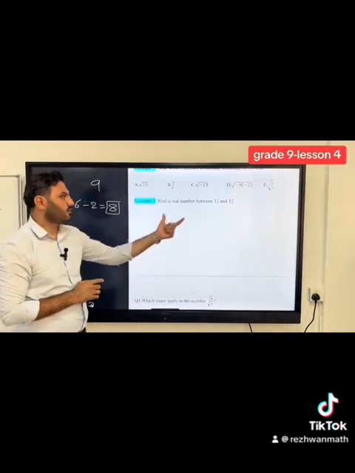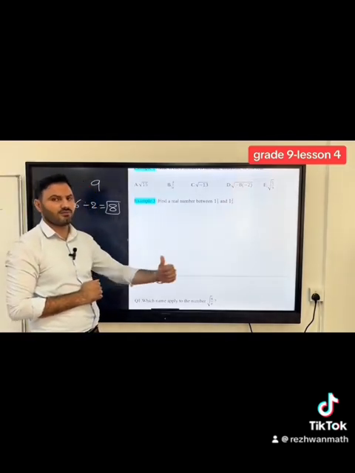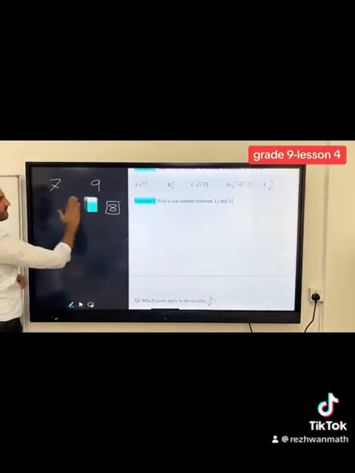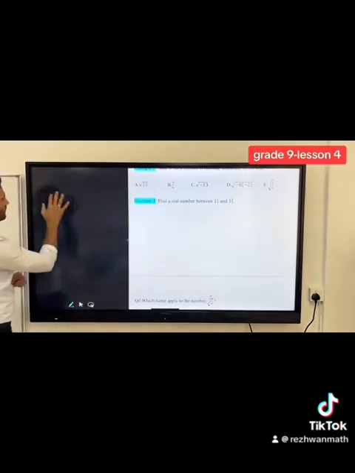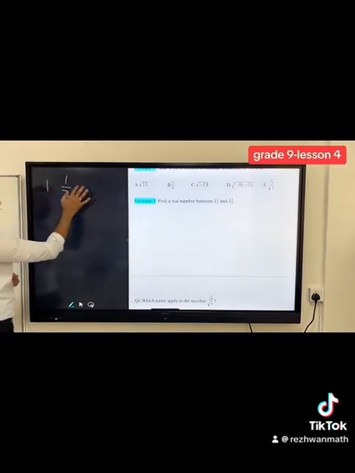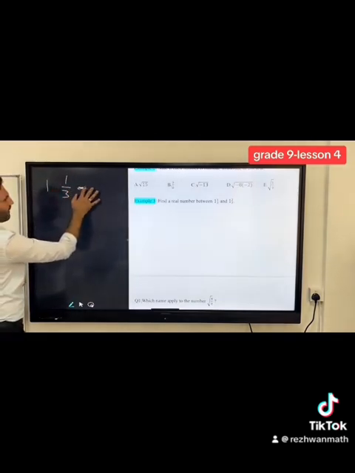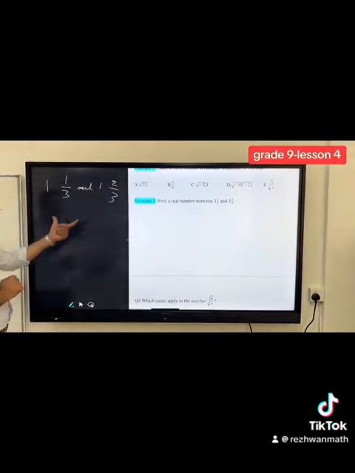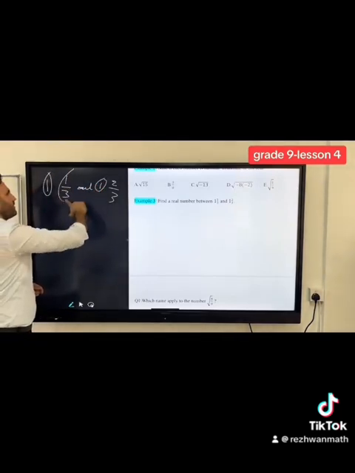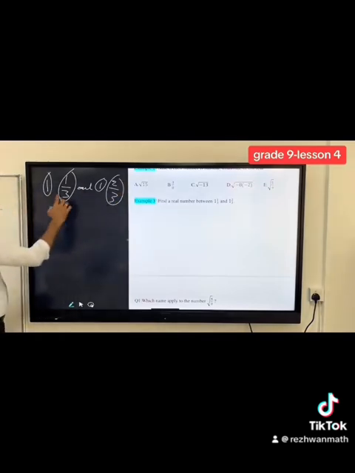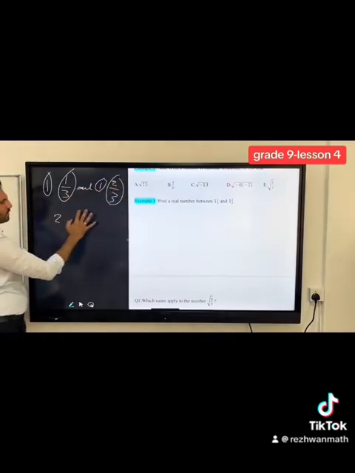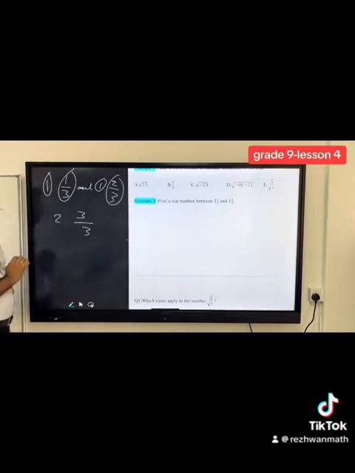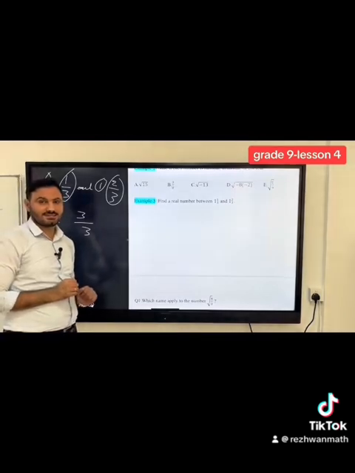But if we have mixed numbers, how can we find it directly? Look, I will explain it. 1 and 1 over 3, and 2 and 1 over 3. Now, if we have mixed numbers, how can we add them together? The integers plus each other, then the fractions plus each other. 1 plus 2 we get 3, then 1 over 3 plus 1 over 3 we get 2 over 3.